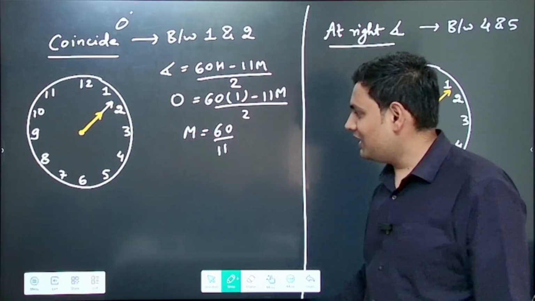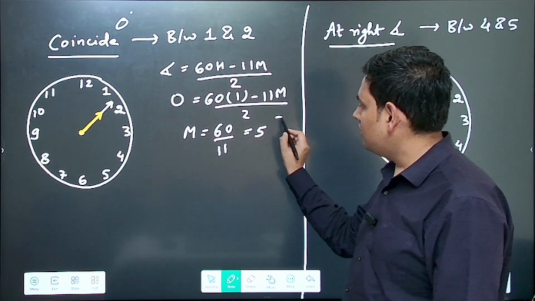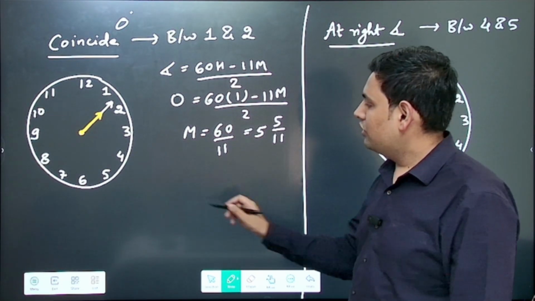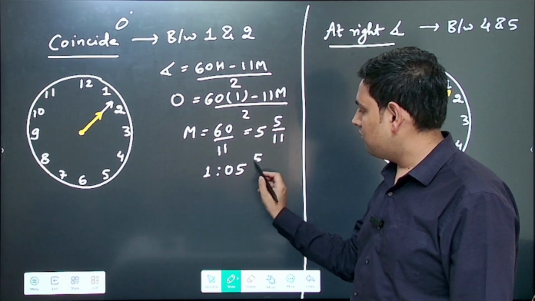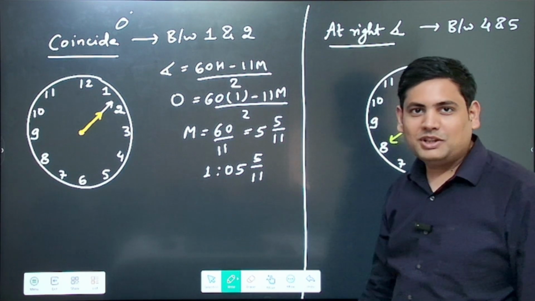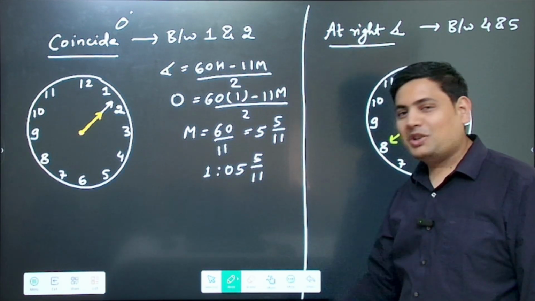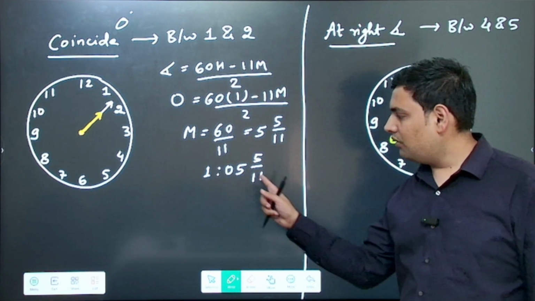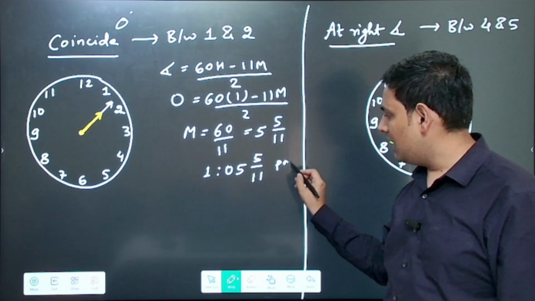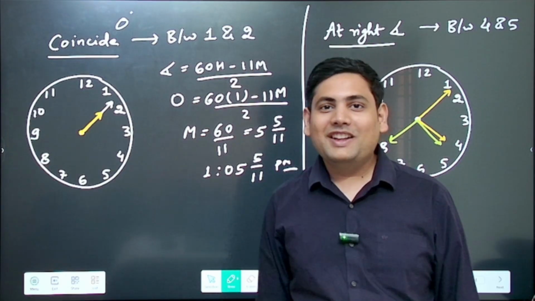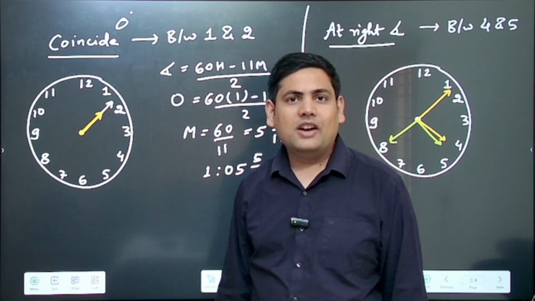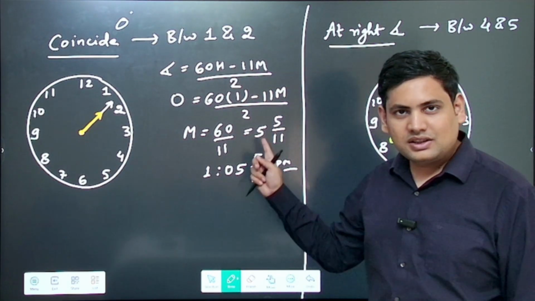60 by 11 is what? 5 times it goes, 5 remains by 11. So the time is 1:05 and some more minutes, some more seconds. So 1:5 and 5 by 11 p.m. is the time when they will coincide. Approximately that is what I have tried to show as well as I could. So you understand that this is coinciding.